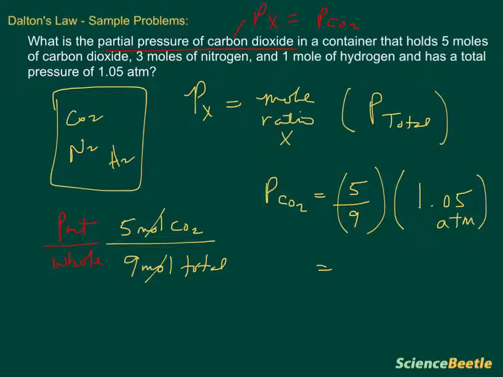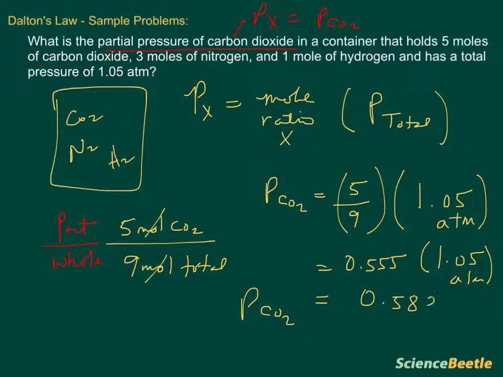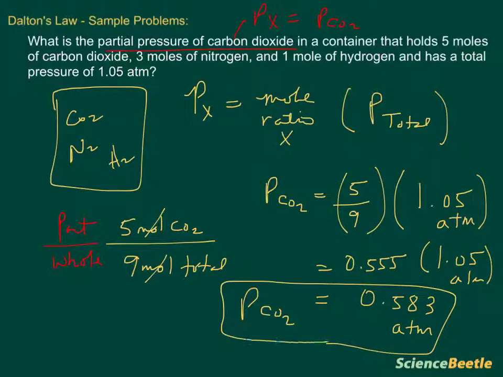Let me just show you what you get. If we take 5 divided by 9, we actually get 0.555, and we multiply this by 1.05 atmospheres. Our final answer should be 0.583 atmospheres. This here is the answer to this problem.